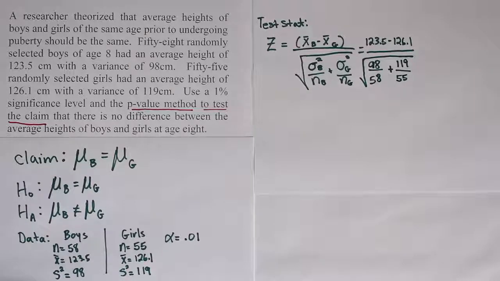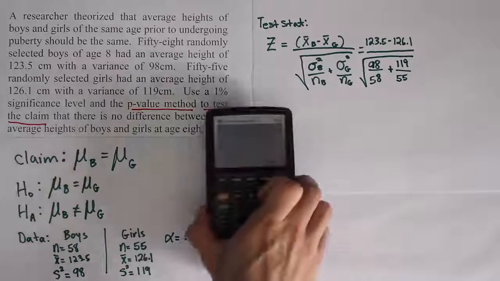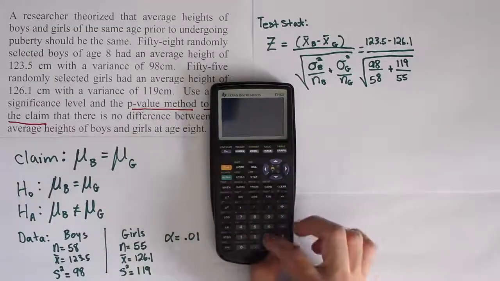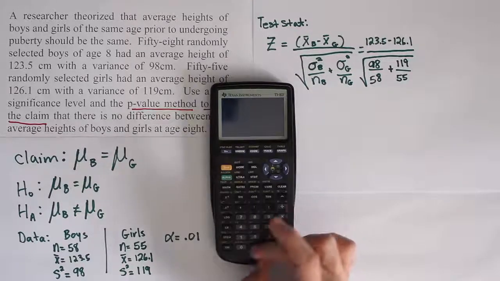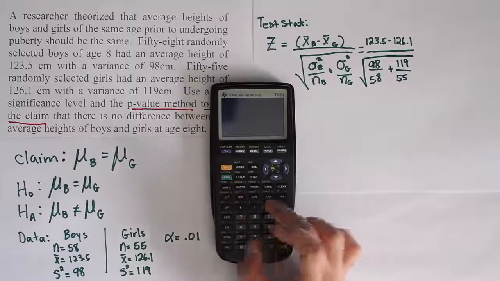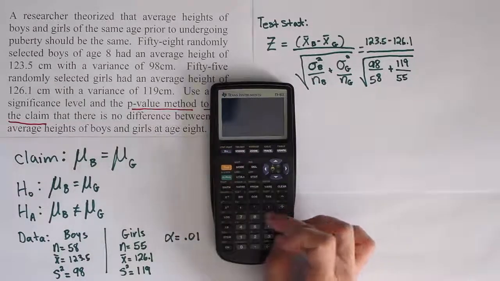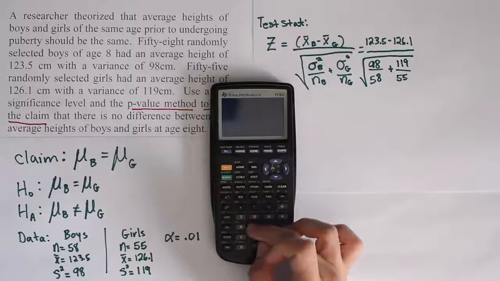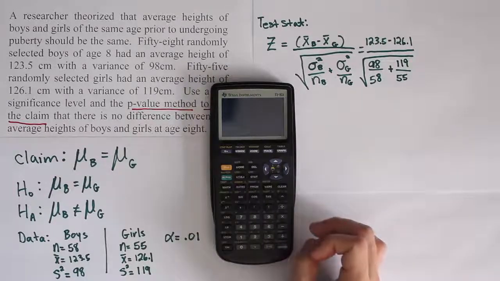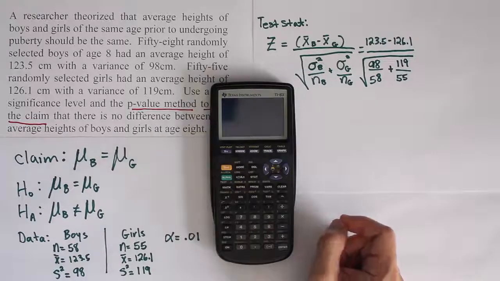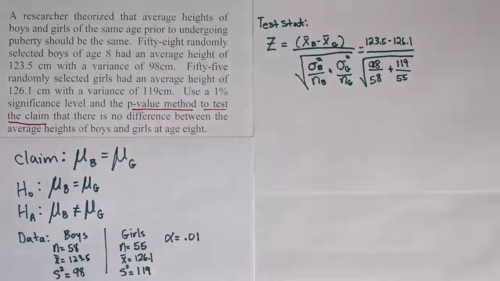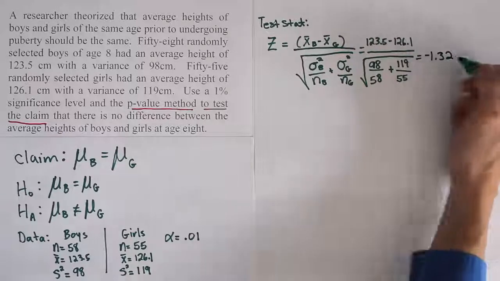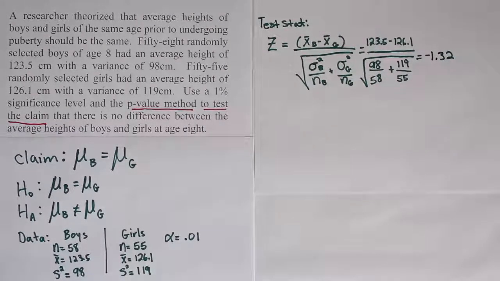Okay, let's use our calculator now and work that out. So plugging that information in, I'm going to have up top 123.5 minus 126.1, close that up, divide by the square root of 98 divided by 58 plus 119 divided by 55, and I'll close that up. When I'm done, I get the answer negative 1.32. So our answer here is negative 1.32. That's our test stat.